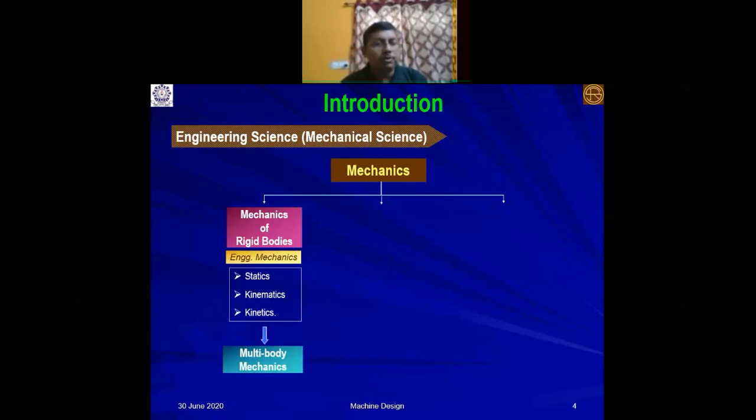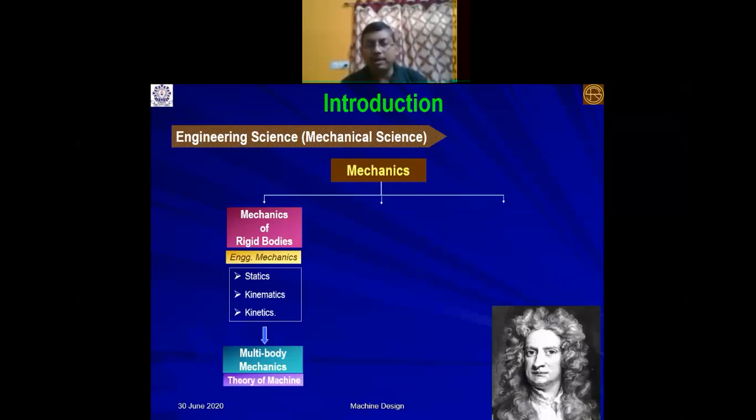Now if you see what laws we are applying in mechanics of rigid bodies, that is basically based on two schools of thought. One is Newtonian mechanics. So one school of thought to solve your rigid body mechanics problem is the force balance equation, that is based on Newtonian mechanics.